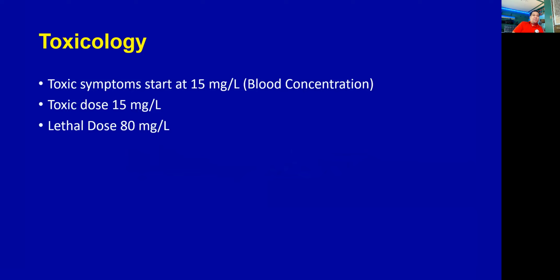So let's talk about the toxicology of caffeine. So toxic symptoms start at 15 milligrams per liter. Okay, but we're talking about blood concentration here, not the actual milligrams of caffeine intake. Kasi we metabolize it. But when you take the blood concentration of it, this is the level where we could observe toxic symptoms. The toxic dose is 15 milligrams per liter, and the lethal dose is 80 milligrams per liter blood concentration.